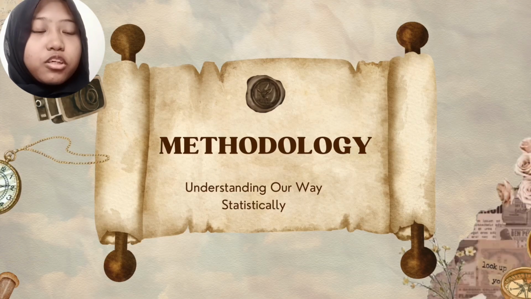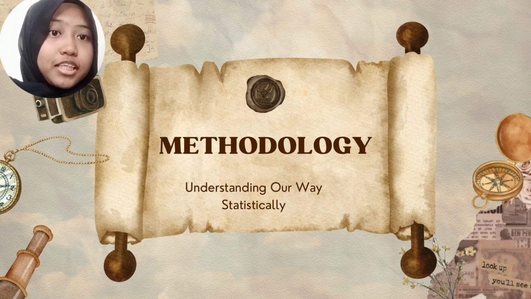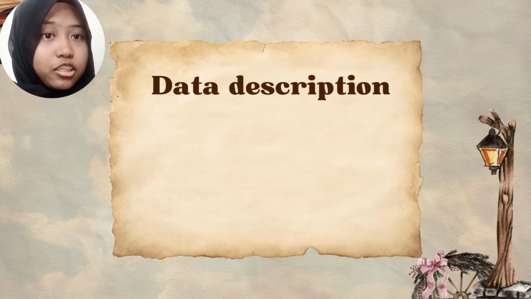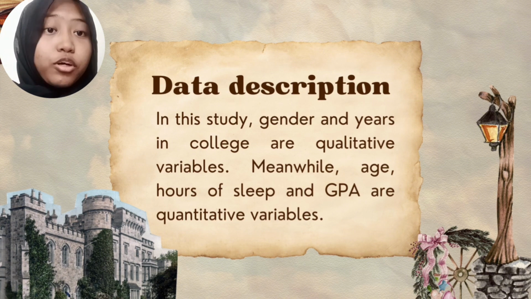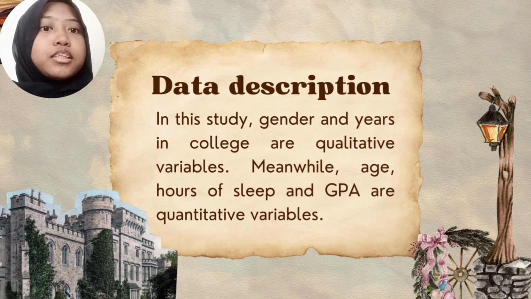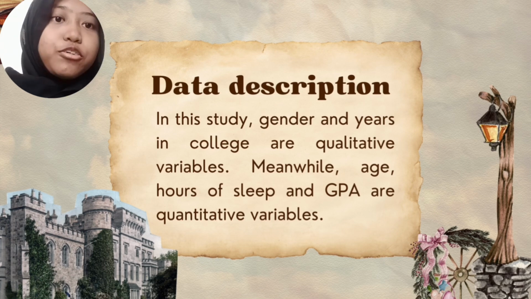Now I am going to talk about the methodology of this study. So, in this study, we figured that genders and years in college are the qualitative variables, while the age, the hours of sleep, and GPA are the quantitative variables.